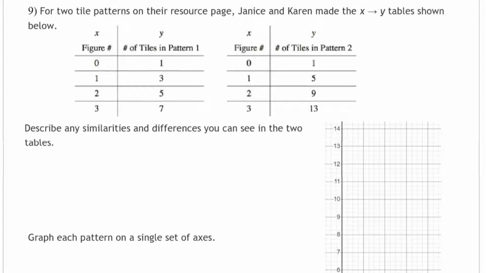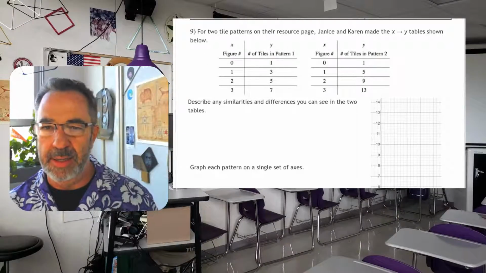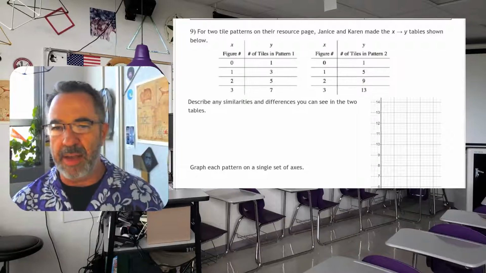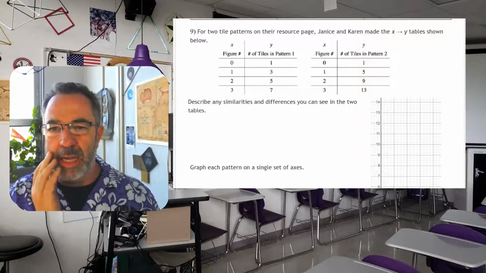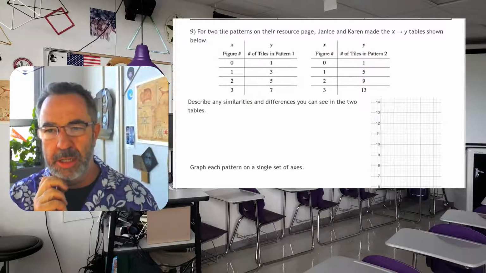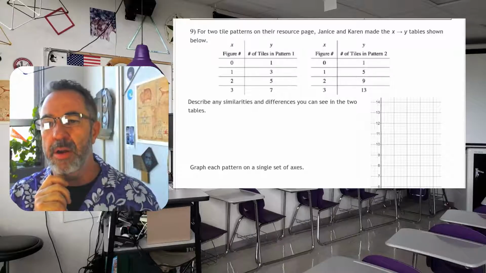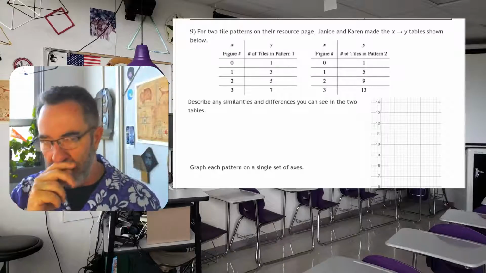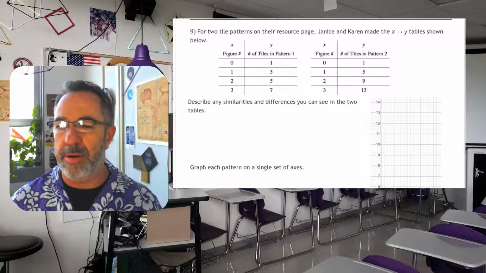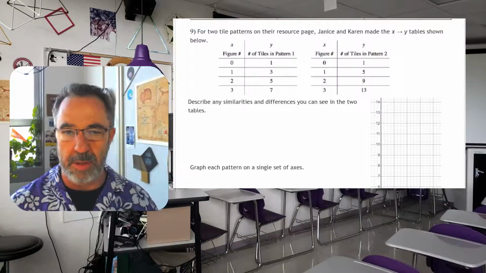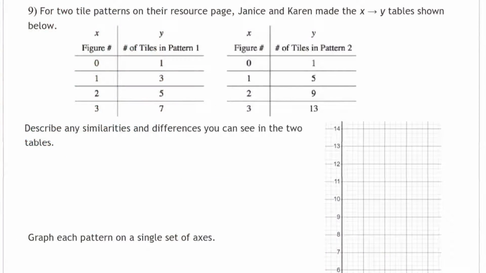Okay, we are down to our final question, and I'll just share with you some of the things I got as answers for this. It says for two tile patterns on their resource page, Janice and Karen made the XY table shown below. Describe any similarities and differences you can see between the two tables. So I heard many students point out the fact that both of these had the same starting value, right?